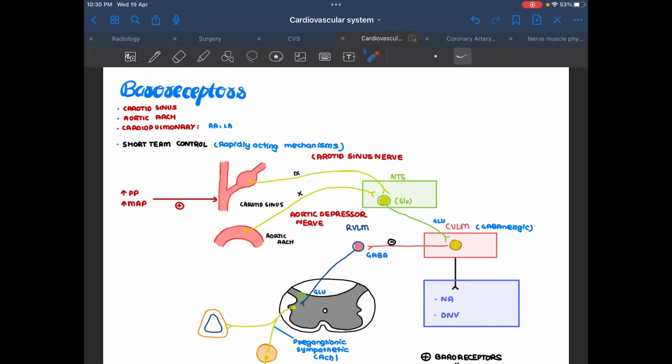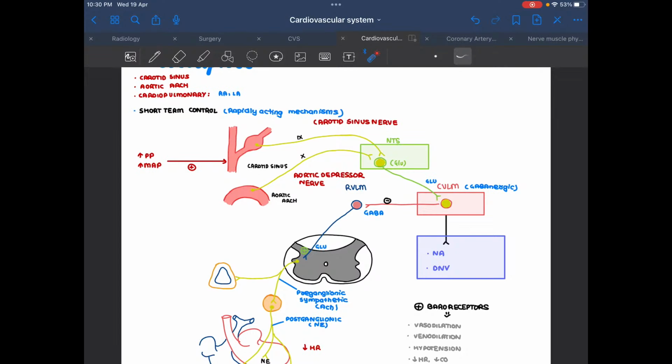But when we say baroreceptor, we mainly mean the high pressure baroreceptors, that is your carotid sinus and your aortic arch. So today we'll talk about them basically. And what do they play a role in? Short-term control, through rapidly active mechanisms. Let me just go over the circuitry behind it.